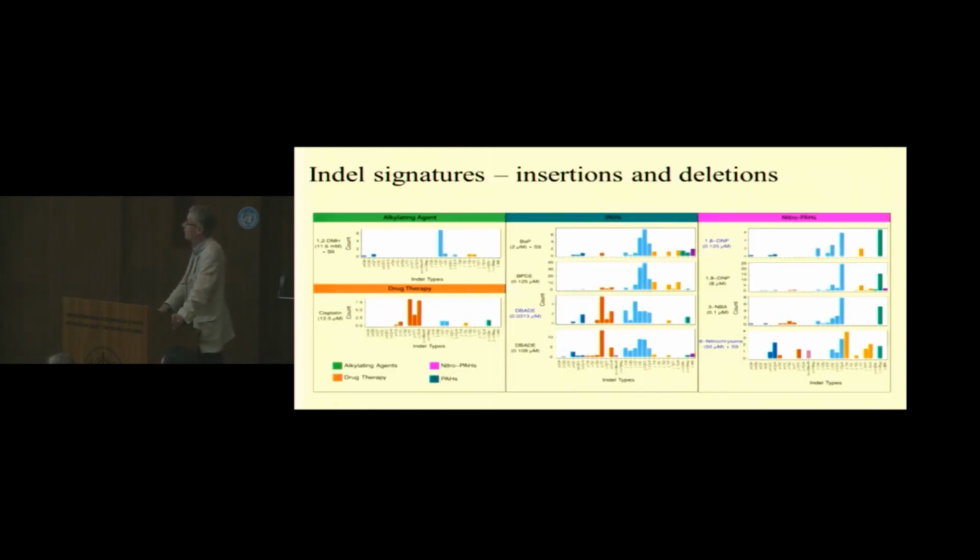And then we also saw a small number of the agents also gave levels of insertions or deletions, and these are shown just briefly here. I won't go into them in detail, but we have again a number of the agents, cisplatin giving this signature, and some of the polycyclic aromatic hydrocarbons, and some of the nitro polycyclic aromatic hydrocarbons giving signatures like this.